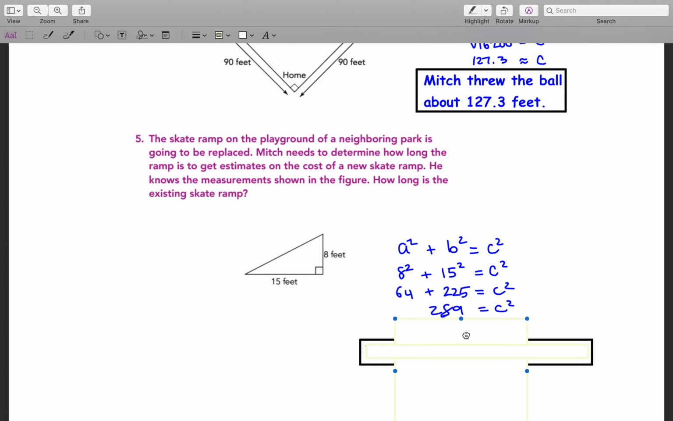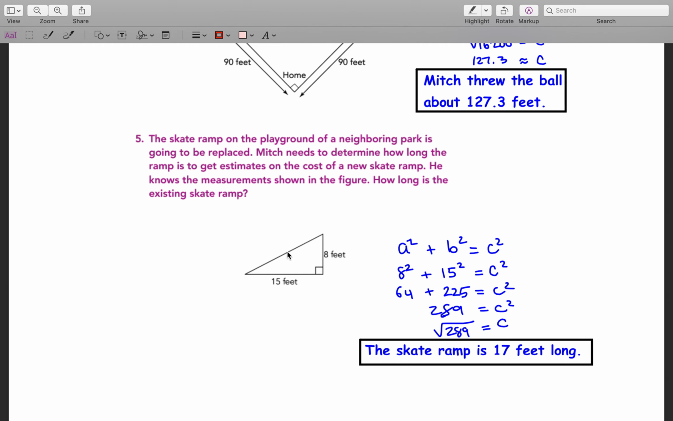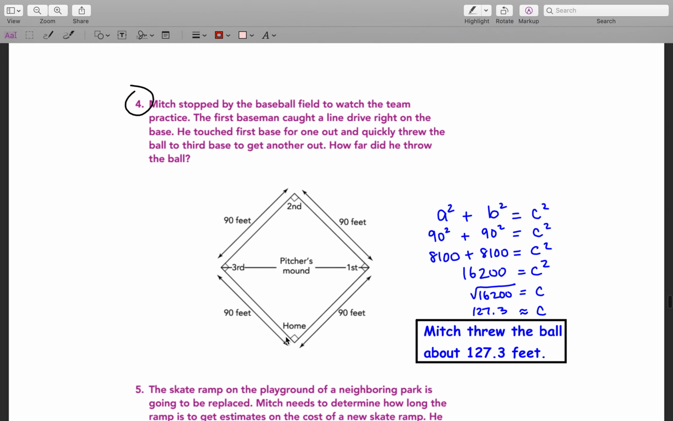To get C by itself, take the square root of it. When you take the square root of it, you get 17. Okay, so C is equal to 17. So the skate ramp is 17 feet long. So this is how you would do a word problem using the Pythagorean theorem.